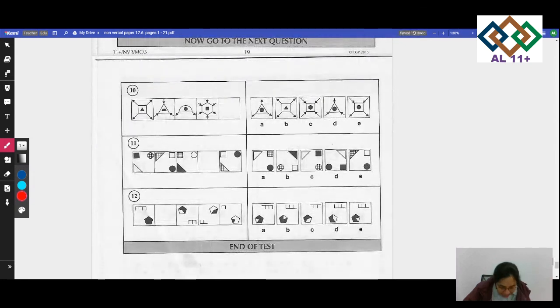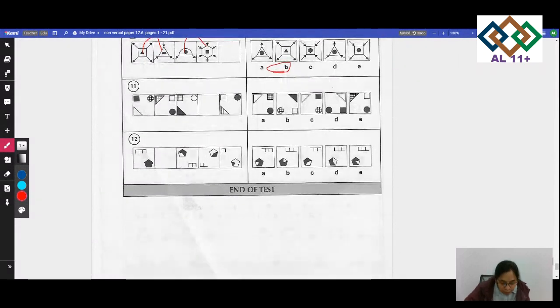Number 10 now. In number 10, what's happening? Whatever the small shape is here, again the same thing is becoming the big shape. Small shape becoming the big shape. And look at the arrows. The arrows are also increasing according to the sides of the shape. If they have 4, arrows will be 4. Arrows are according to the outside shape. So what do you think the answer for this one could be? It's B. We have only 2 more left now.